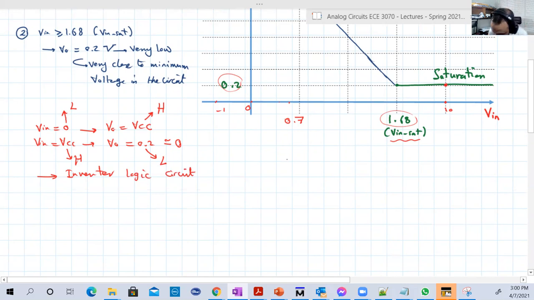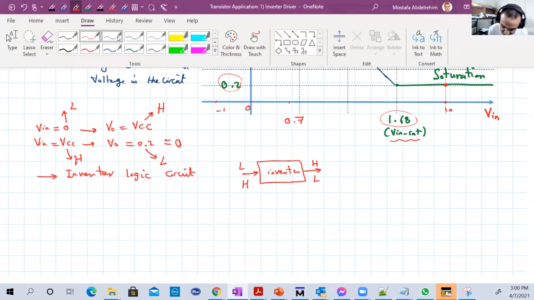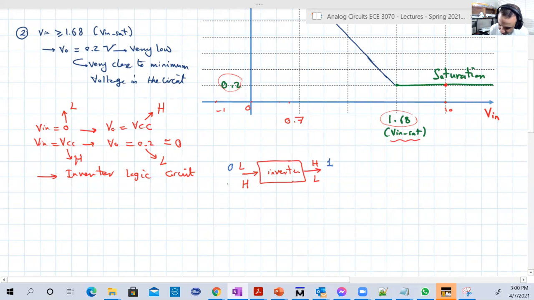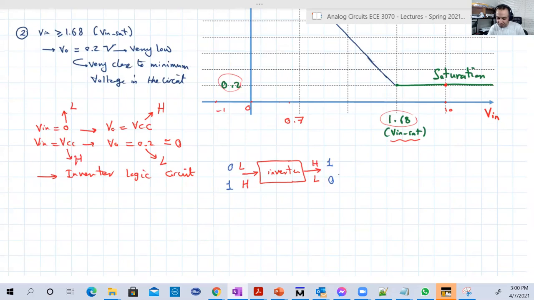This is a very simple circuit. If this is an inverter, if you put here low, you will get here high. When you put here high, you will get low. When you put zero, you get one. If you put one, you get zero. Okay? That's basically one of the important applications for transistors. Not just the bipolar; when we studied NMOS, this is also an application for NMOS transistors. And it's usually called inverter driver because basically it drives another circuit, as we will see in a moment.